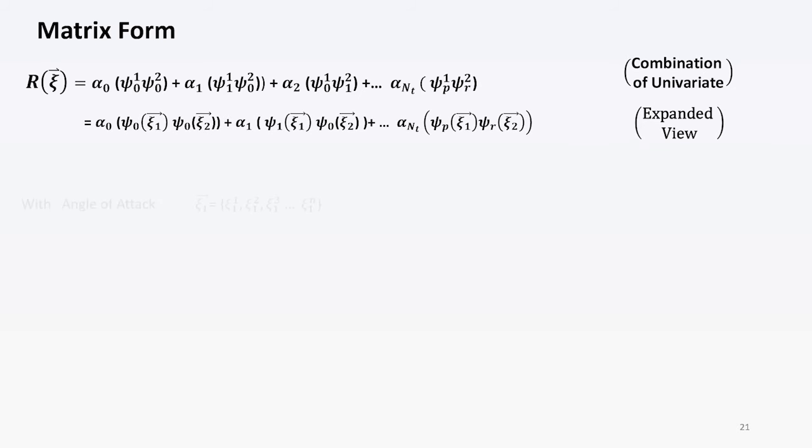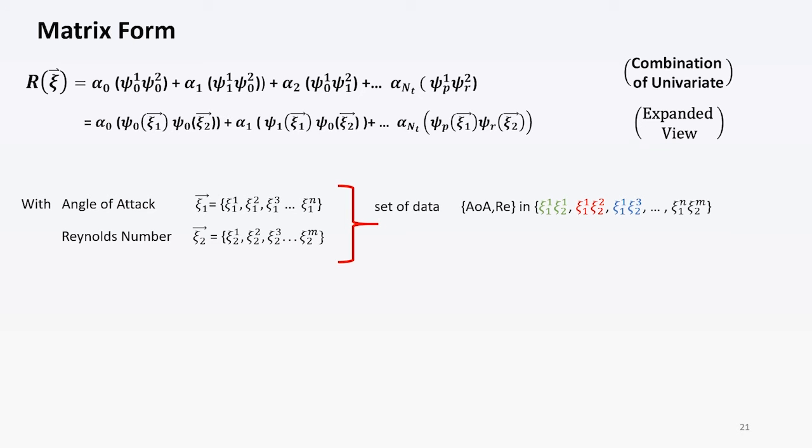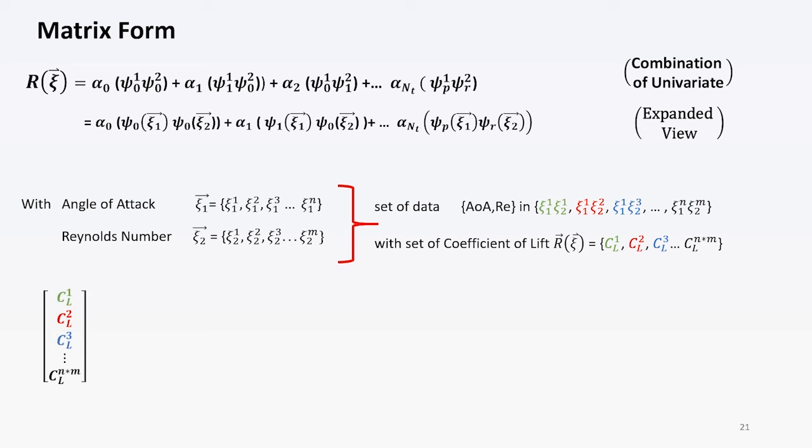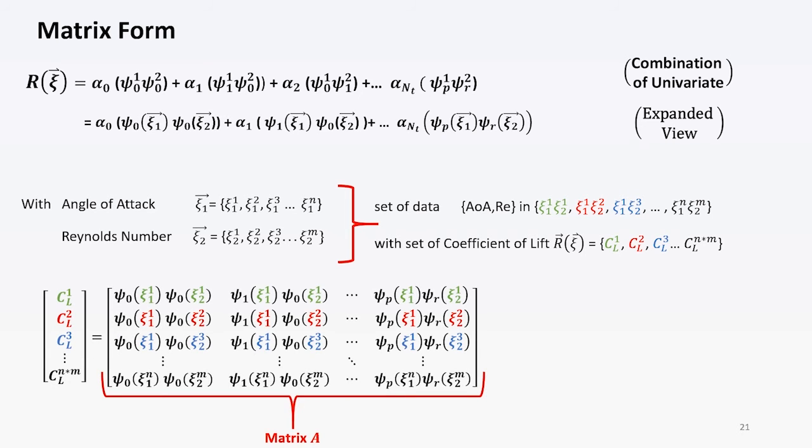Then, if we introduce the angle of attack vector with n components, and Reynolds number vector with m components, we can generate n times m datasets. Each pair of angle of attack and Reynolds number corresponds to a value of coefficient of lift. Inserting the set of data in the expanded equation yields a system of equations that can be expressed in a matrix form. The coefficient of lift vector CL is equal to random basis matrix A multiplied with the unknown coefficients vector alpha.